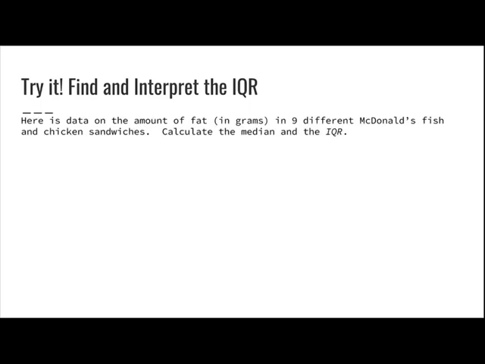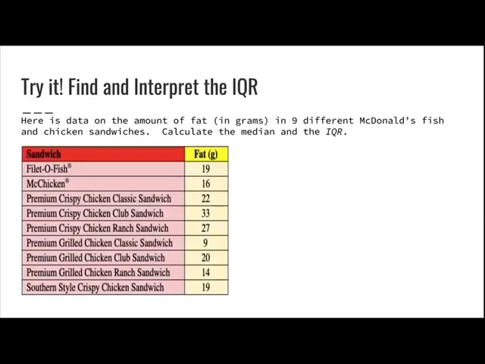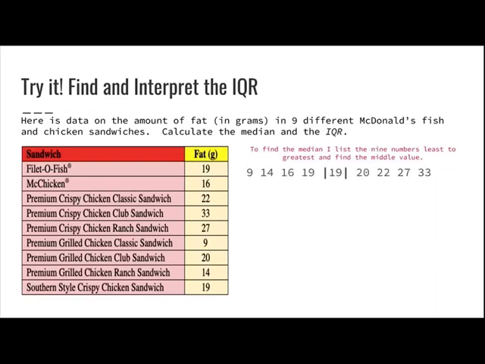Here is data on the amount of fat in grams in 9 different McDonald's fish and chicken sandwiches. Calculate the median and the IQR. So here's our list. To find the median, I list the 9 numbers least to greatest and find the middle value. My median is 19. Then to find quartile 1, I find the median between 9 and 19, and 20 and 33 for quartile 3.